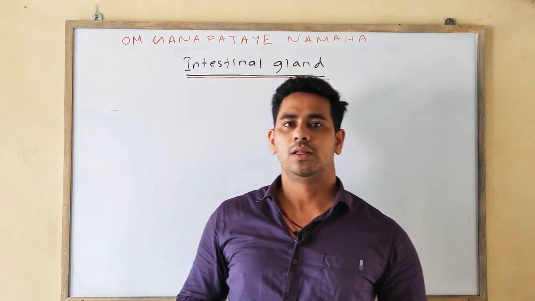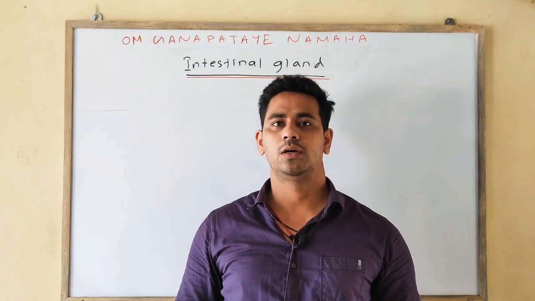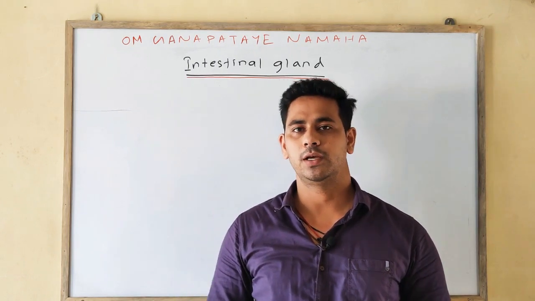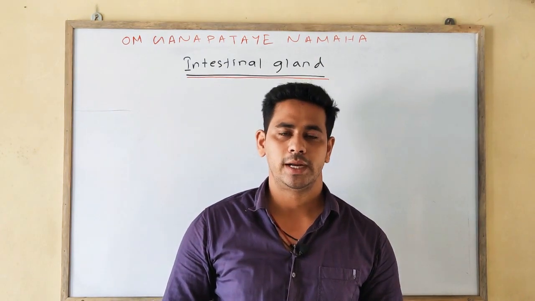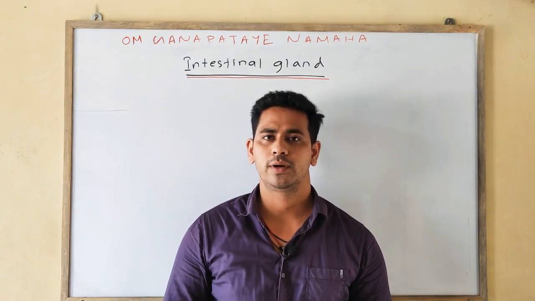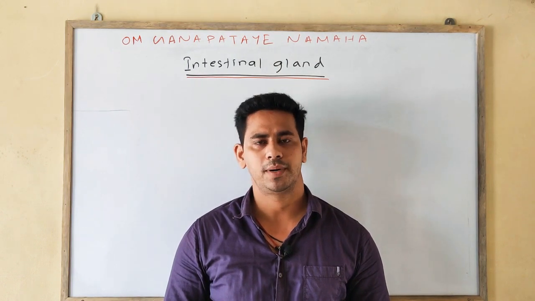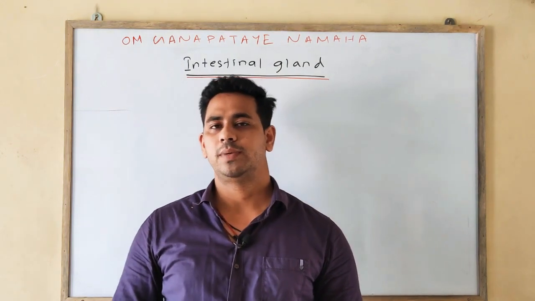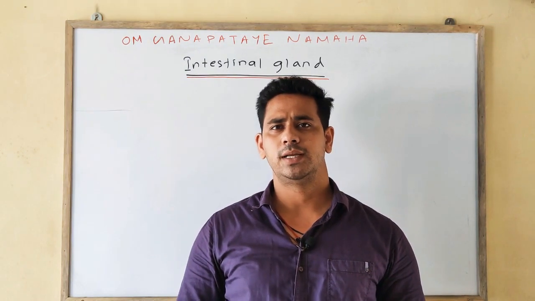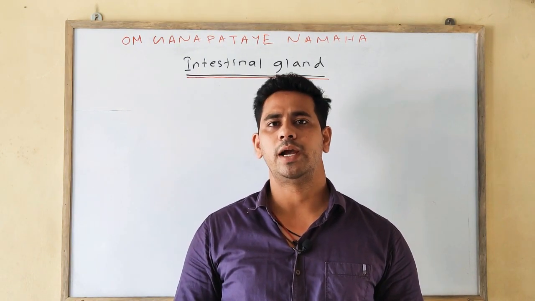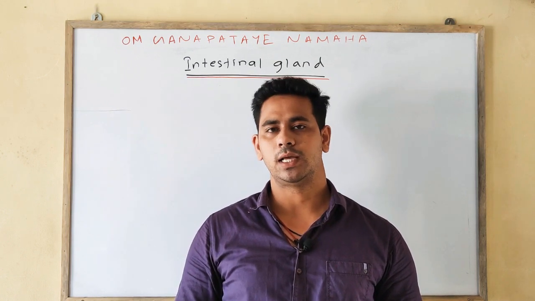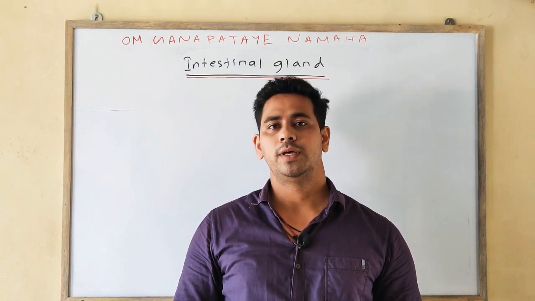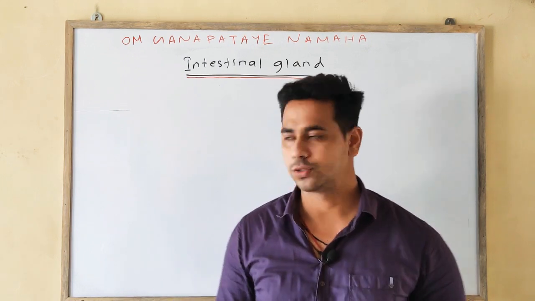Hello students, in the previous class we discussed in detail the pancreas and its structure, what the various endocrine and exocrine parts are, what the exocrine part secretes and what the endocrine part secretes, and also what is present in the endocrine part: the islets of Langerhans, which consist of three types of cells: alpha cell, beta cell and delta cell. We also discussed the composition of the pancreatic juice.